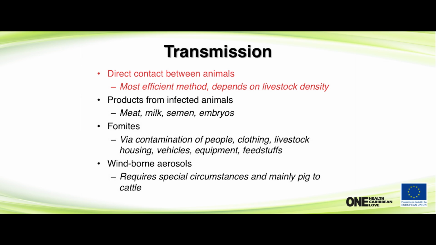The virus is also present in products from infected animals, so meat we have already discussed, but also in milk, semen, and embryos. And in milk, for example, the virus can be present before animals show clinical signs. Fomites are also very important for the spread of the disease. So we're talking then about contaminated objects, which can be people, clothing, livestock, housing, vehicles, equipment and feedstuffs. All of these can be implicated.